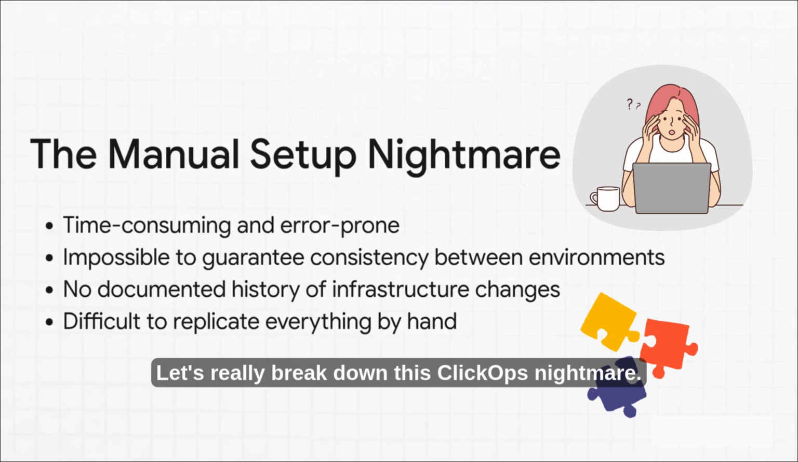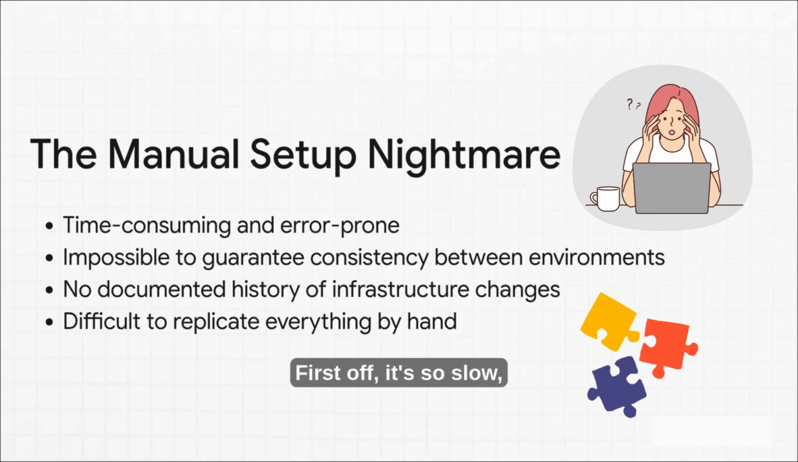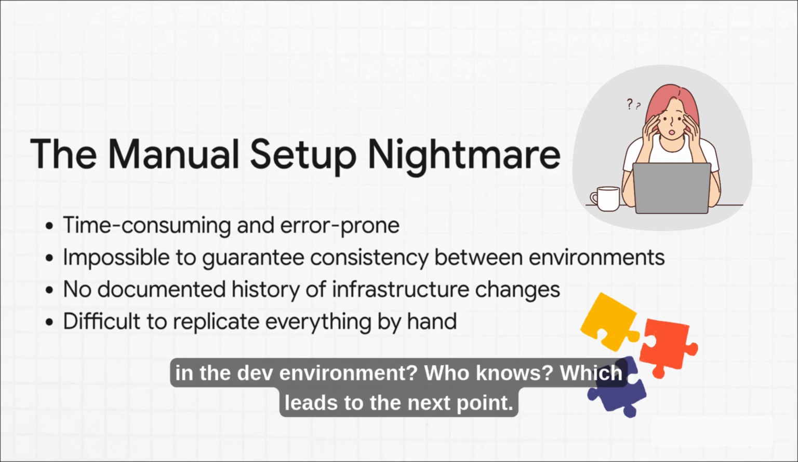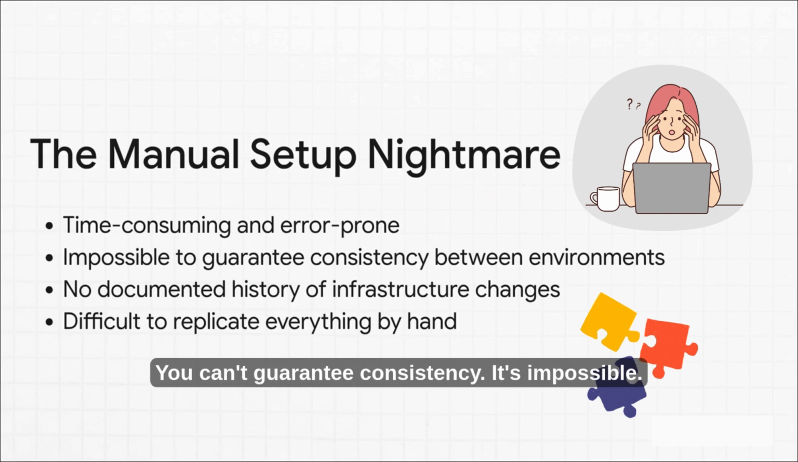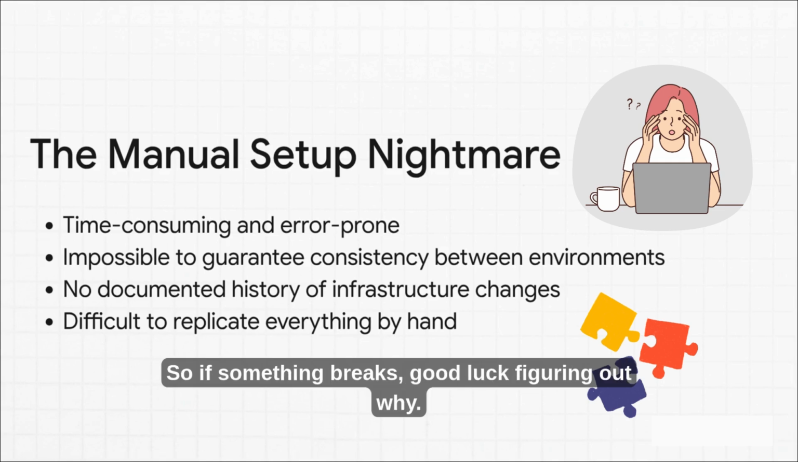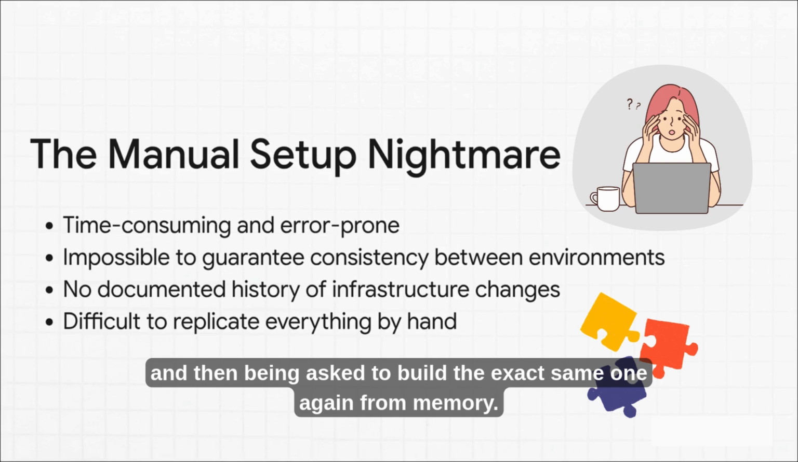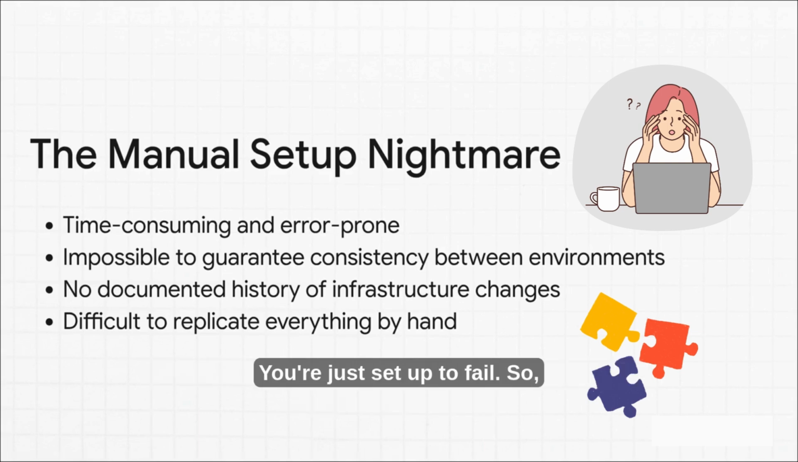Let's really break down this ClickOps nightmare. First off, it's so slow, and it is just begging for human error. Did you remember to check that one tiny box in production that you checked in the dev environment? Who knows? Which leads to the next point. You can't guarantee consistency. It's impossible. And maybe even worse, there's no paper trail, no history of who changed what and when. So if something breaks, good luck figuring out why. It's like building a really complex house without any blueprints, and then being asked to build the exact same one again from memory. You're just set up to fail.